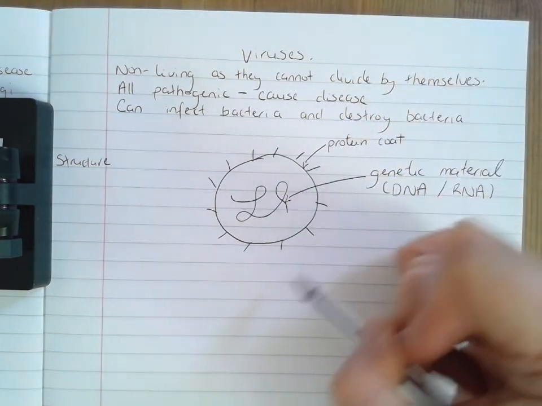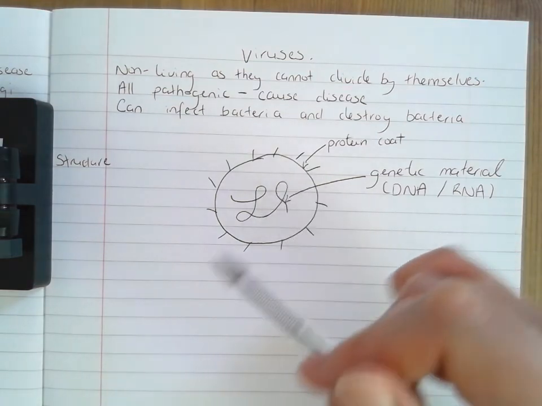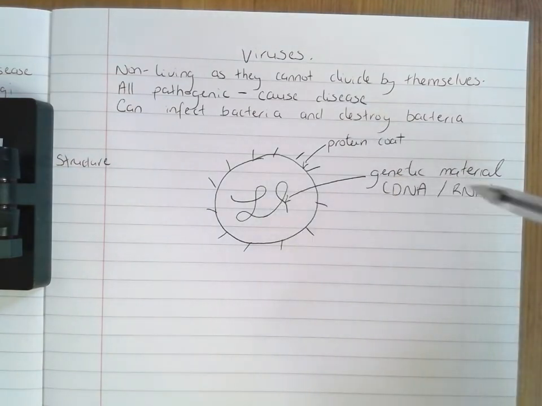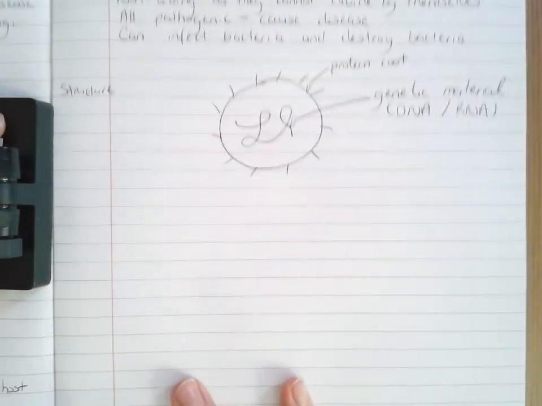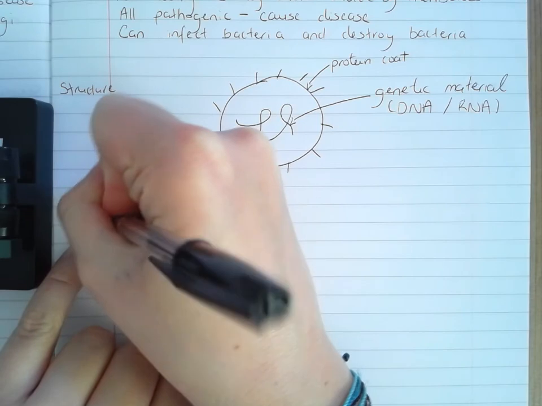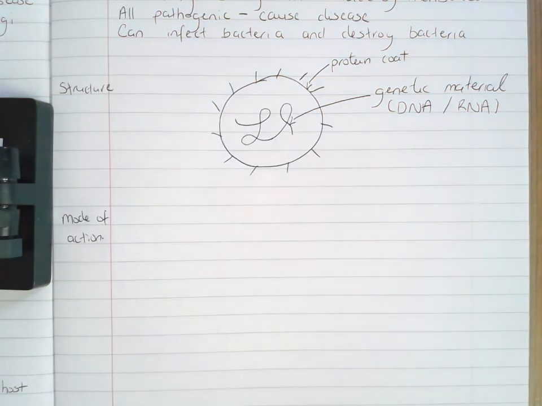And again, the structure of that coat is going to vary massively from one virus to the next, okay? But they do all have some form of genetic material, one type, either DNA or RNA, and it sits inside a protein coat. So the next thing we will look at now is the mode of action. How do viruses work? What exactly do they do when they get inside your body?